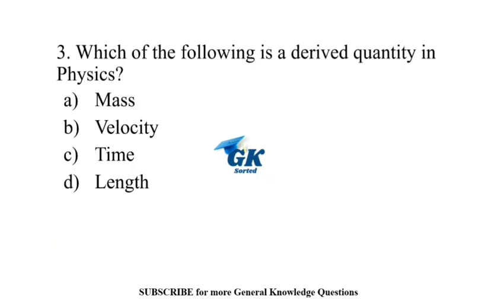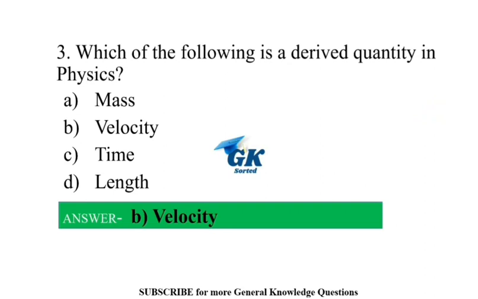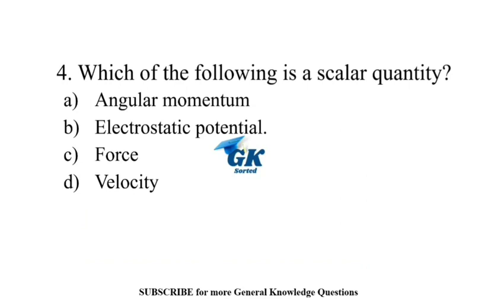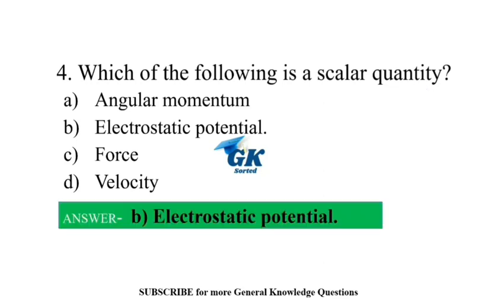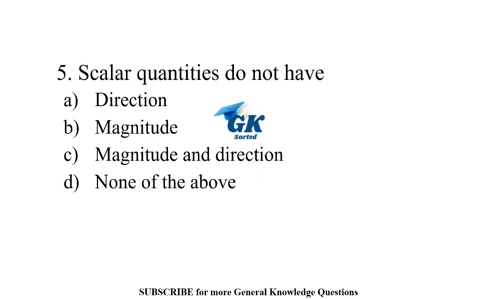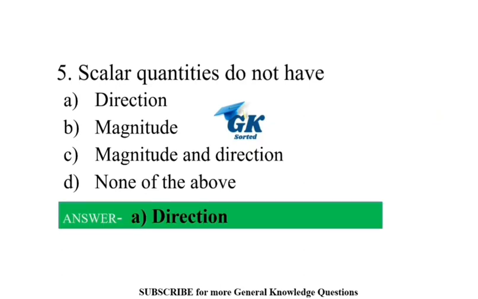Which of the following is a derived quantity in physics? Velocity. Which of the following is a scalar quantity? Electrostatic potential. Scalar quantities do not have direction.